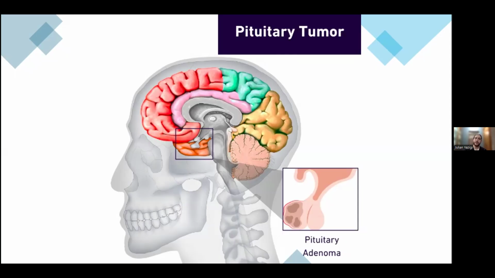Management depends on the tumor type, of course, with prolactinomas being primarily treated medically with dopamine agonists such as cabergoline, which reduces prolactin levels and tumor size. Other functioning adenomas are typically managed surgically, most commonly via a transsphenoidal approach.